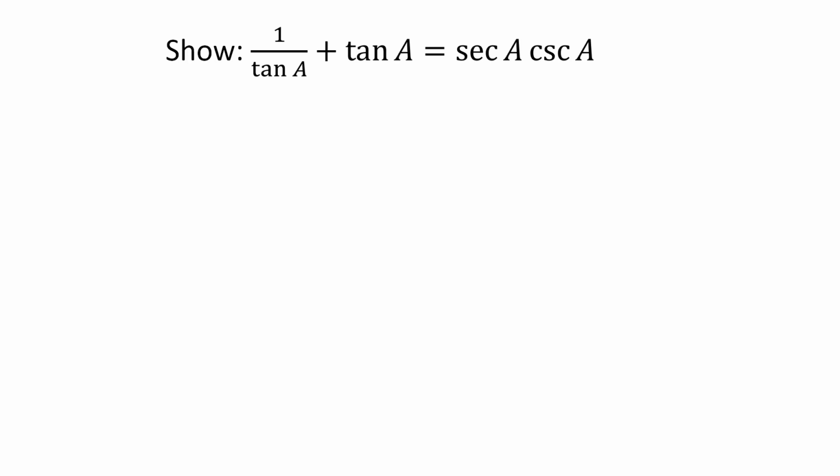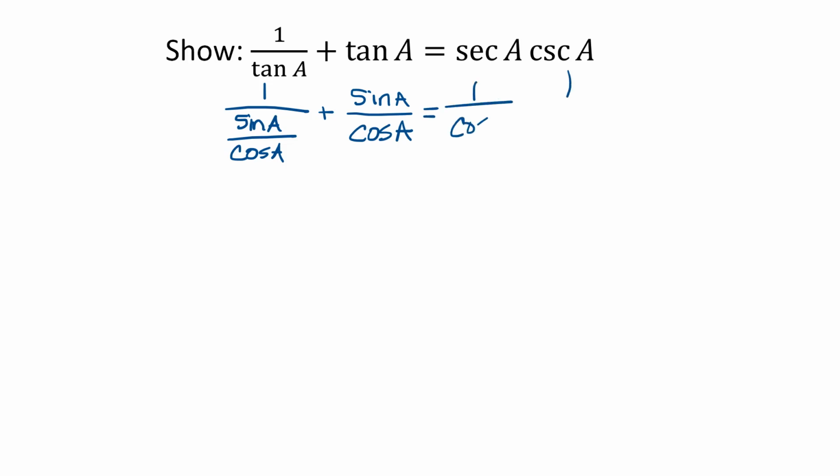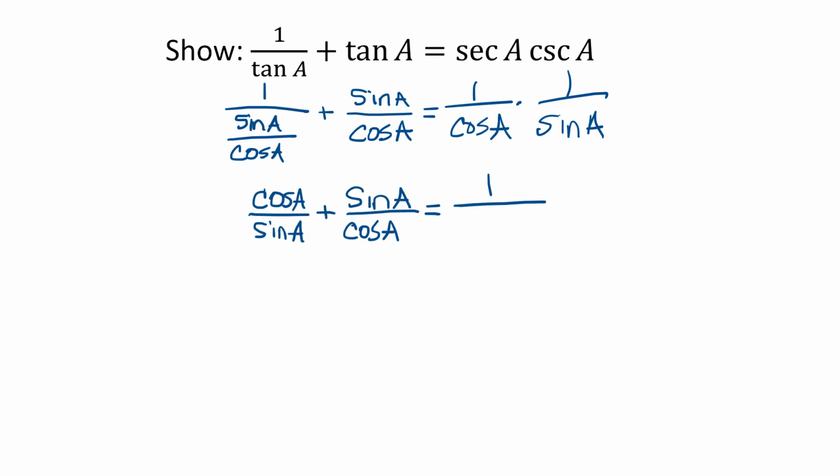All right, so for tangent, I know it's sine over cosine, so I'm going to go ahead and replace the tangents with sine over cosine. And then on the right side, I'll go ahead and replace secant and cosecant with 1 over cosine and 1 over sine, because that's what they are. So that is equal to cosine A over sine A. And sine A over cosine A is still sine A over cosine A. And on the right side, I just multiplied those two fractions together.